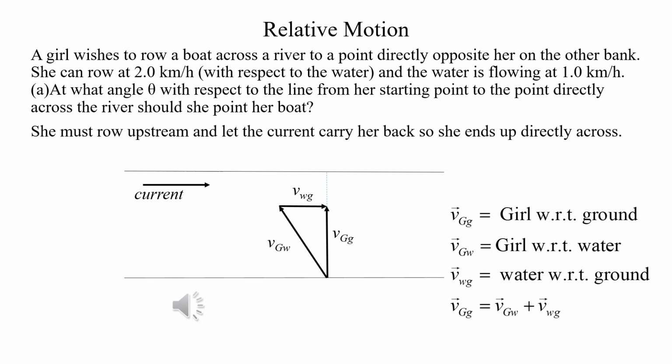And so we have the velocity vector of the girl with respect to the water plus the velocity of the water with respect to the ground equals the velocity of the girl with respect to the ground. And again, in the equation there at the bottom, our final equation, notice the order of the subscripts. The water subscript is on the inside, the girl and the ground are on the outsides on the right side of the equation.